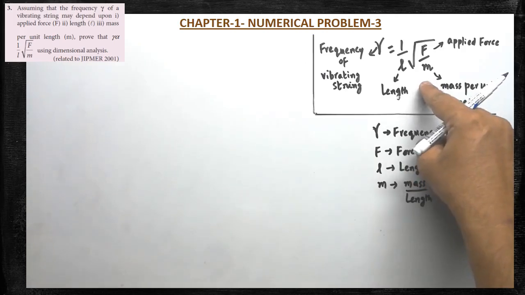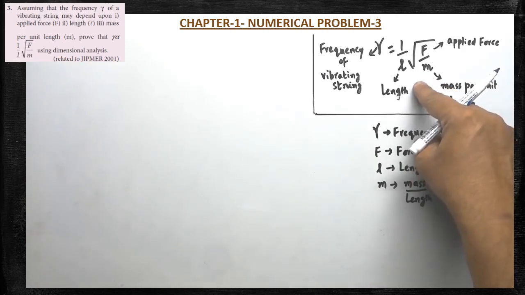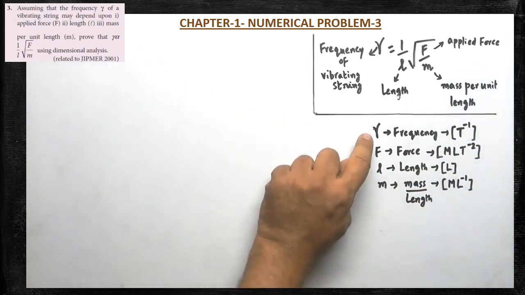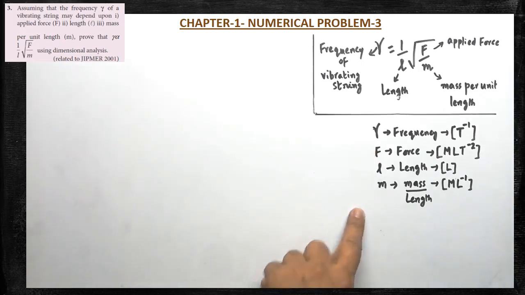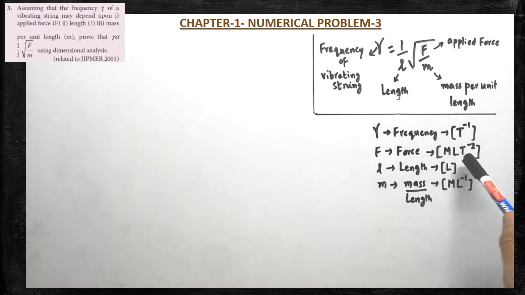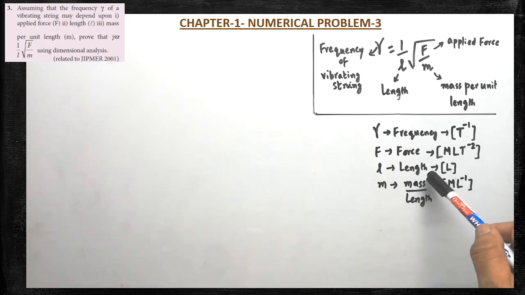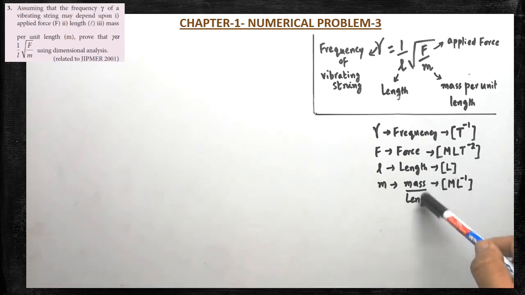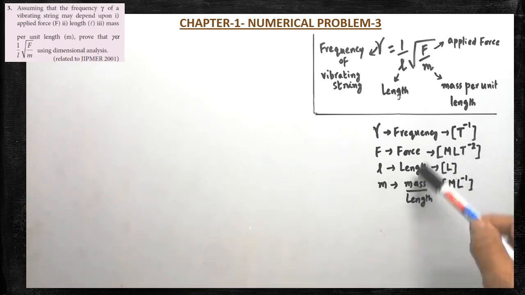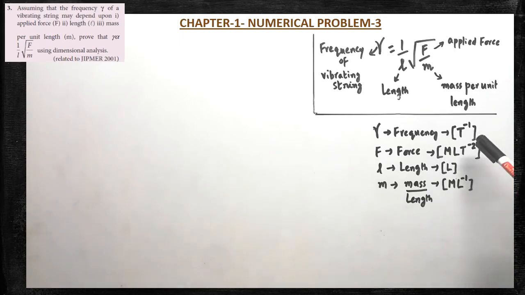This formula could be derived with the help of dimensional analysis. So before deriving, we should know the dimensions of all the factors. The dimension of frequency is T inverse. Dimension of force is mLT power of minus 2. Length dimension is L. Mass per unit length, linear density, dimension is mL inverse. So by knowing all the dimensions alone, we are able to solve the problem. All the dimension values must be written only within the square brackets.